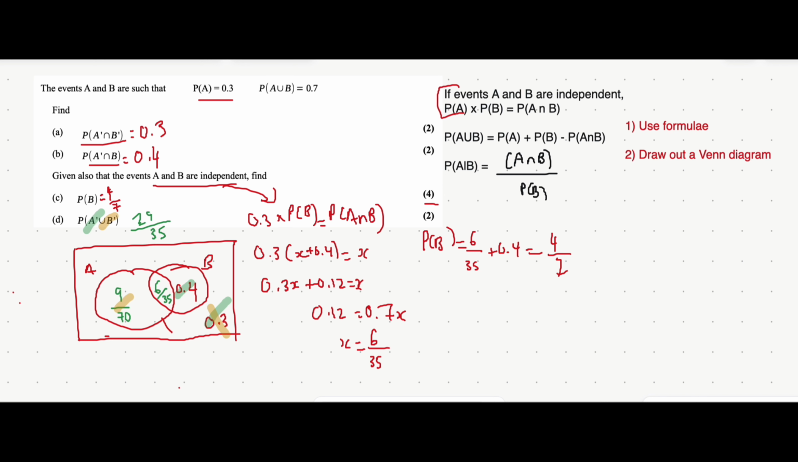Hopefully this all made sense, and hopefully you understand how not only do you either use the formulas and Venn diagrams, but also just try filling things in along the way and thinking a little outside the box like we did here.